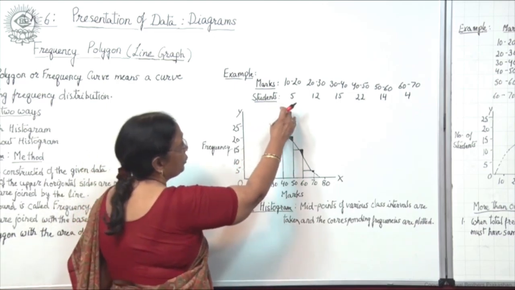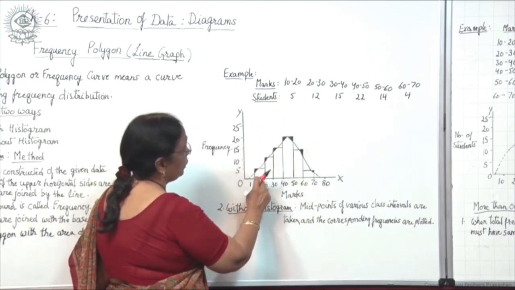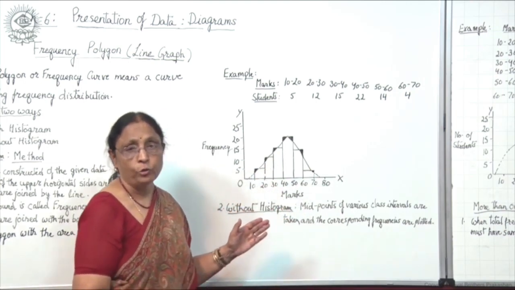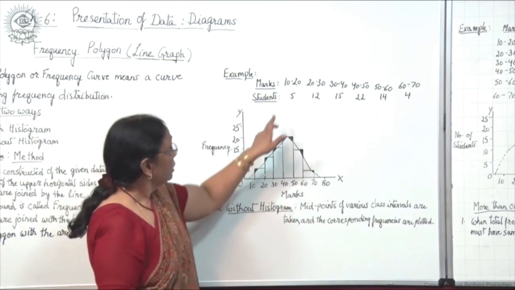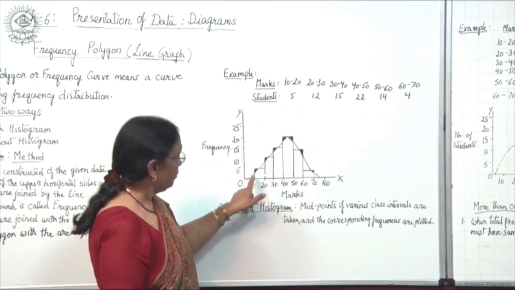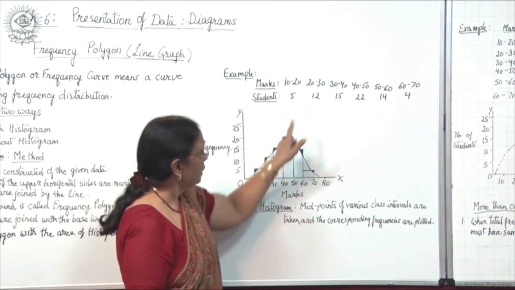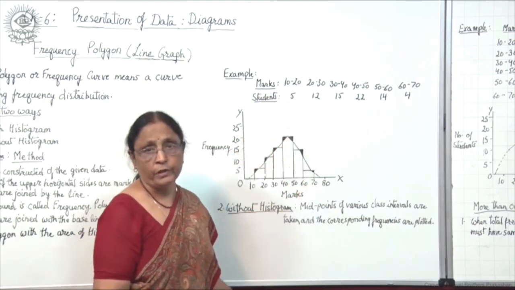Now, according to this data, first you will draw the histogram, and you know the method very well, as I told you previously: 10 to 20 is the class interval, make a rectangle like this, then 20 to 30, and according to the frequency given, draw all the rectangles first.